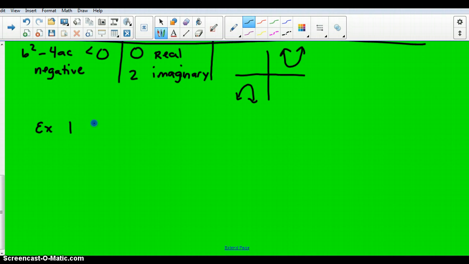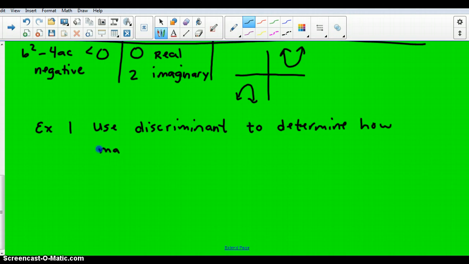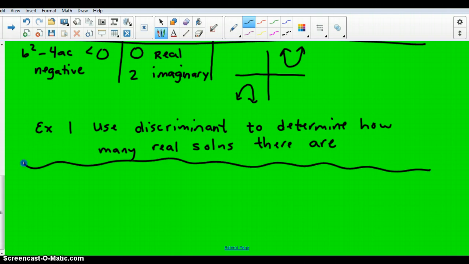Okay, so let's look at example 1. It just says to use the discriminant to determine how many real solutions there are. Use the discriminant to determine how many real solutions there are. All right, so you have A. Let's say I give you negative 2x squared minus 3x plus 5 equals 0.